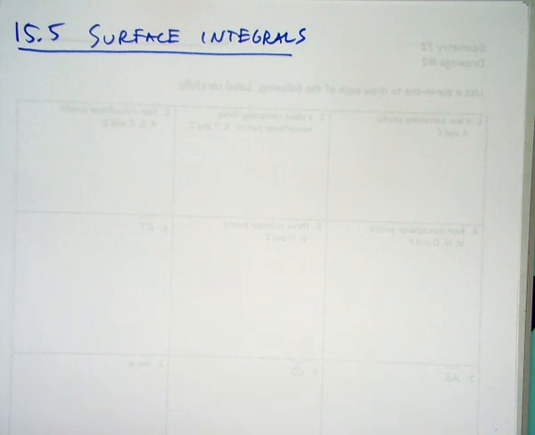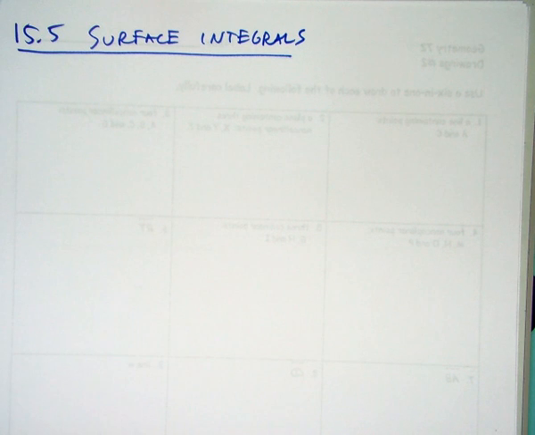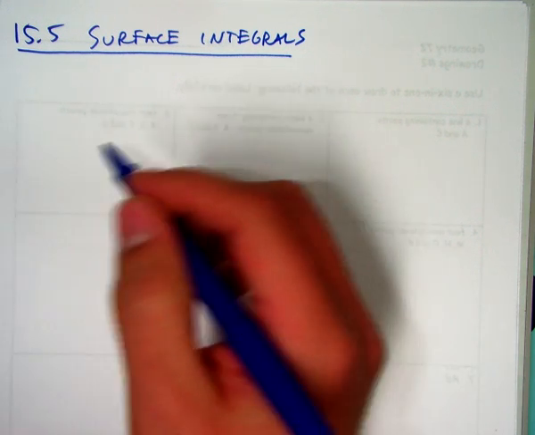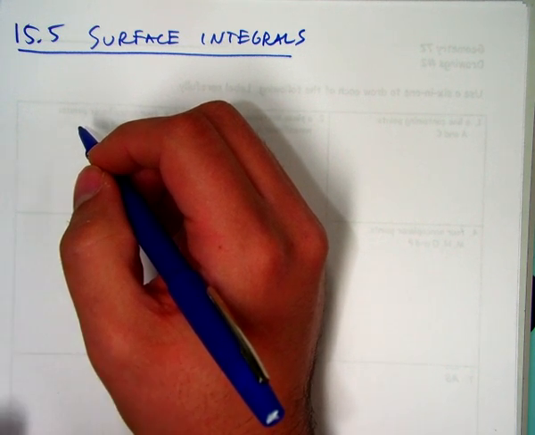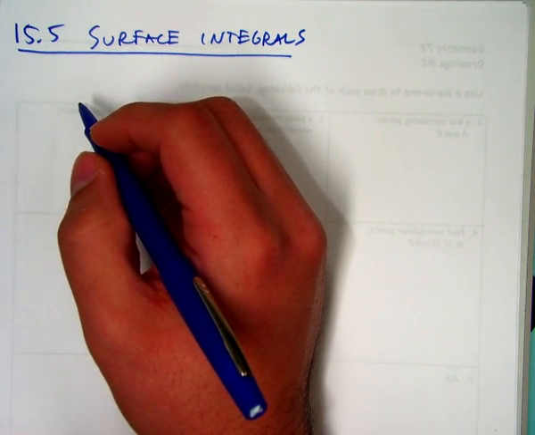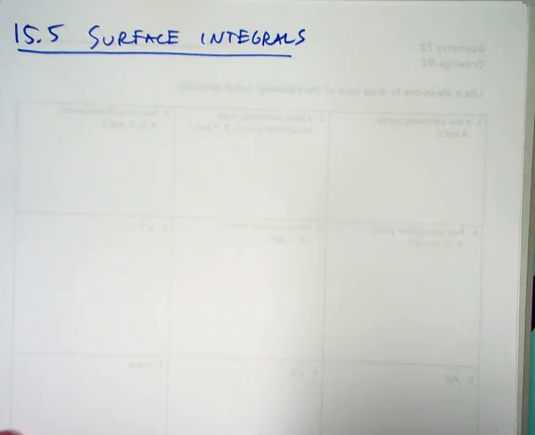15.5 is about surface integrals. Applications of these: fluid and heat flow, E&M, mass, center of gravity. We'll see some of these later on, but it's actually pretty similar to what we did in 14.8 when we did the mass of the little lamina. Okay.